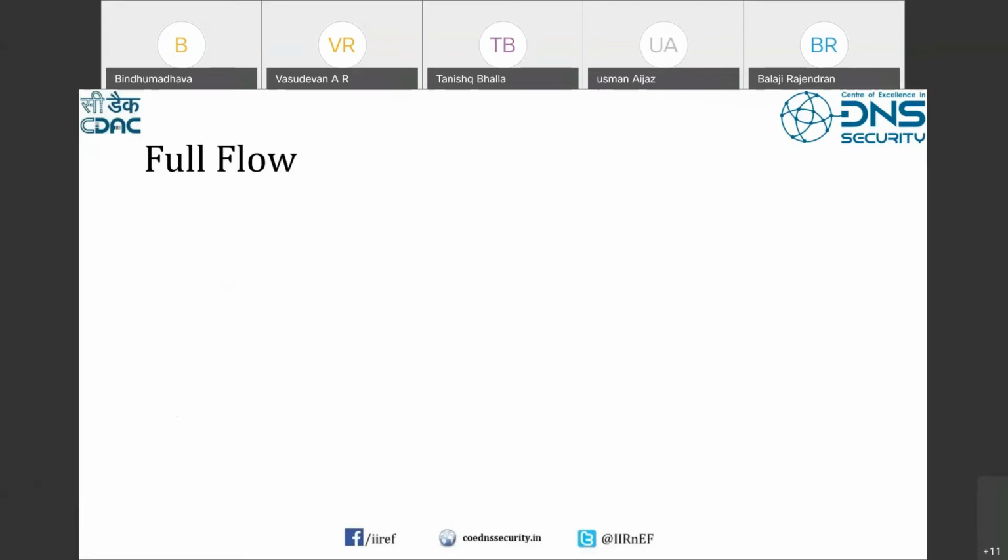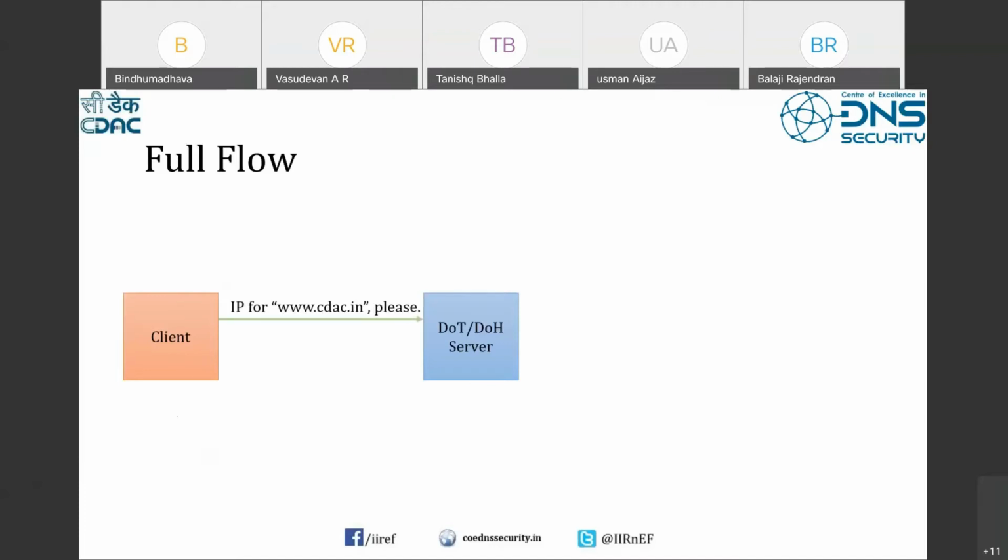So this will be the full flow. We have a client, which is the browser, and then we have a DoT or DoH server. The client will ask the DoT or DoH server over a secure link for the IP of www.cdac.in. Now, once it goes to a DoH server, it will start the traditional insecure request and response.